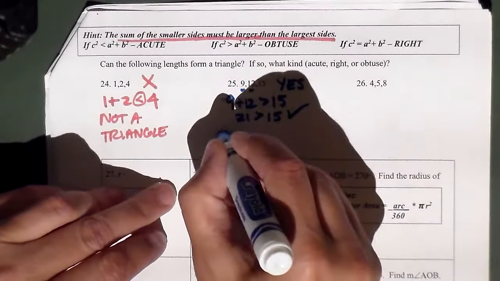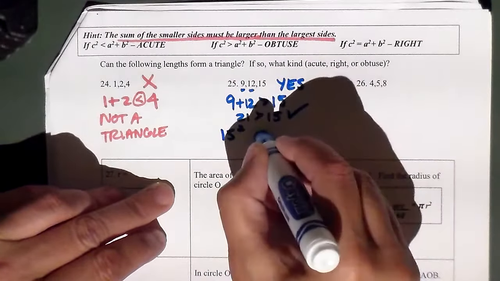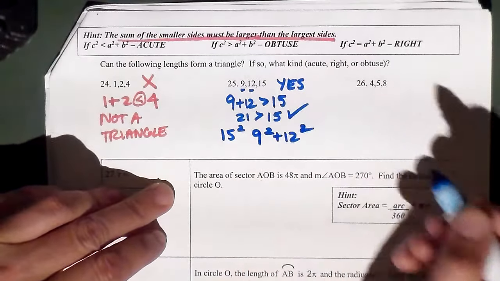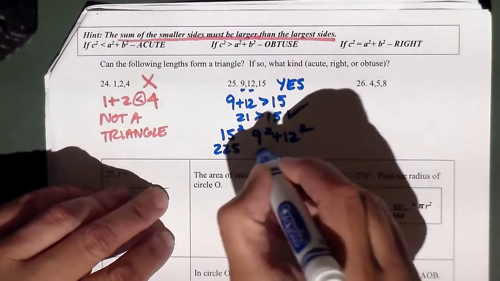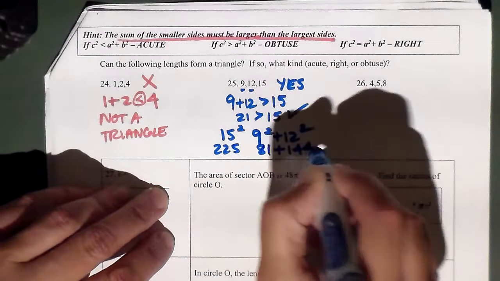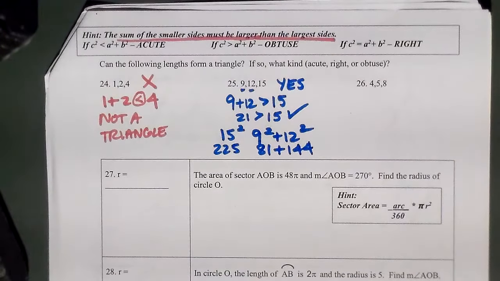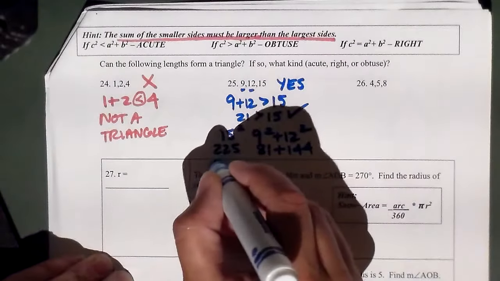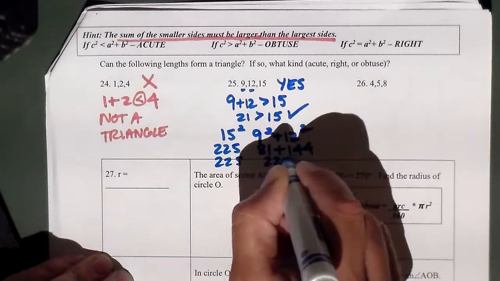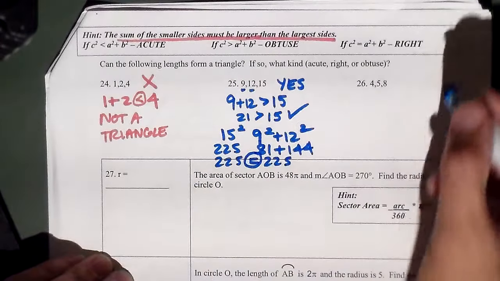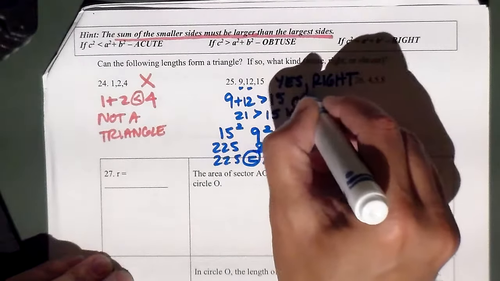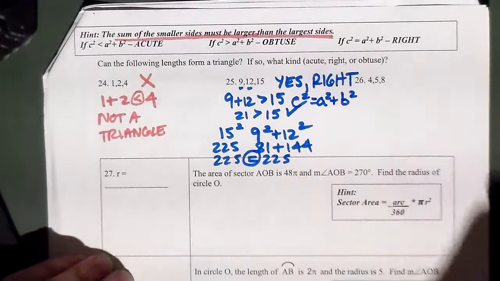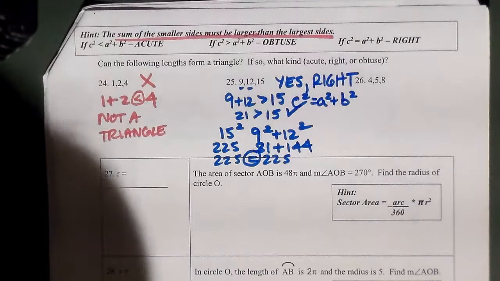So let's compare. I'm going to take c squared, which is my largest one, and I'm going to compare it to a squared plus b squared. So if I do c squared, I get 225. Here I have 81 plus 144. Okay, 81 plus 144. And that's going to give me 225 on this side and 225 on this side. So what do we have? They're equal. That means this is a right triangle. It's a right triangle because c squared equals a squared plus b squared. Okay, so let's check the last one.